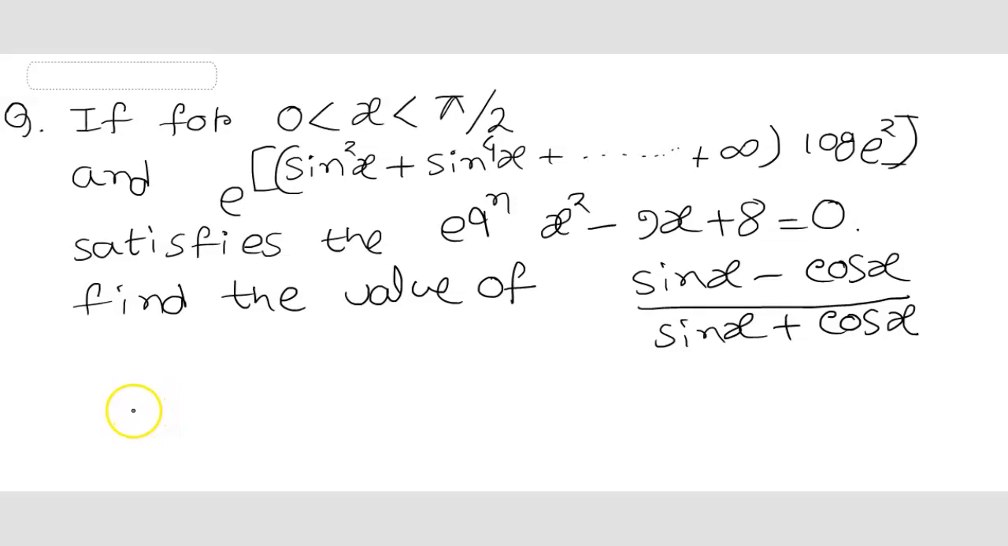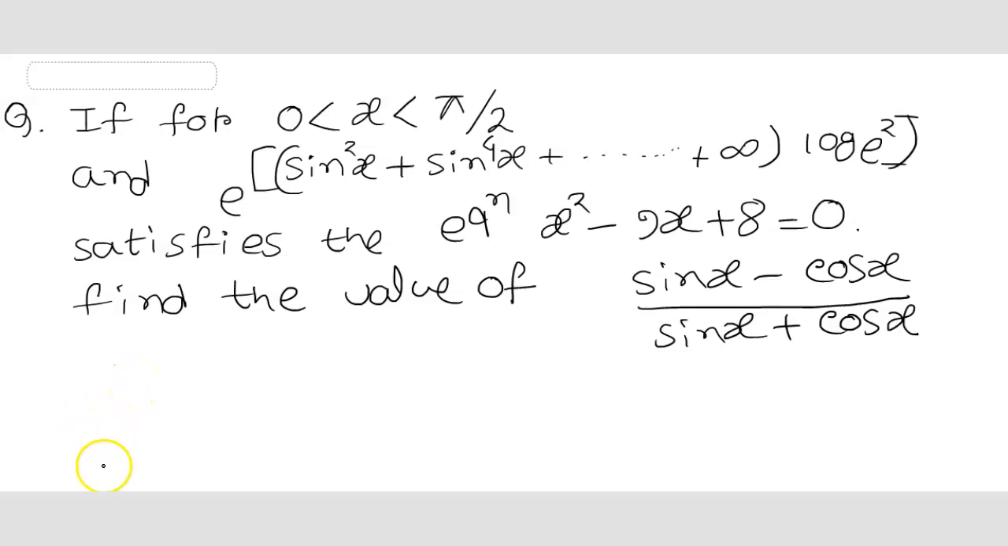Welcome friends. So today we are going to solve a trigonometric problem which involves some properties of quadratic equation, logarithms and exponential functions. As you can see, I have already written the problem on the screen, so give yourself a try at first and then come back to see the solution.